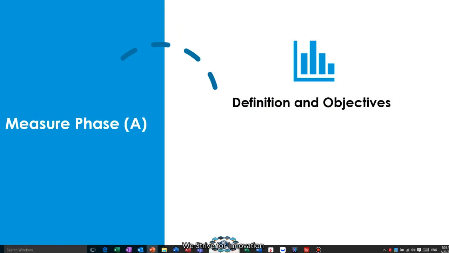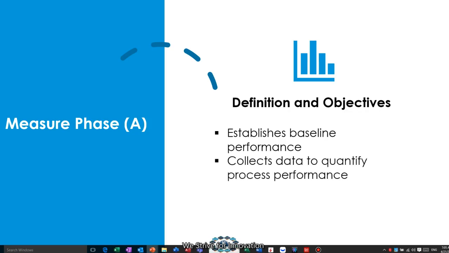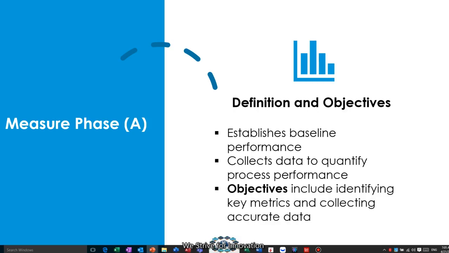Now let's go to the second phase within DMAIC, which is the Measure phase. In this Measure phase, you will establish baseline performance. You will collect data to quantify process performance. Your objective will include identifying key metrics and collecting accurate data.